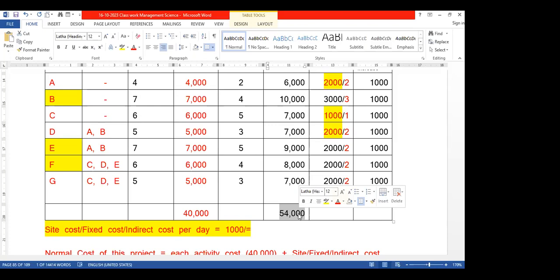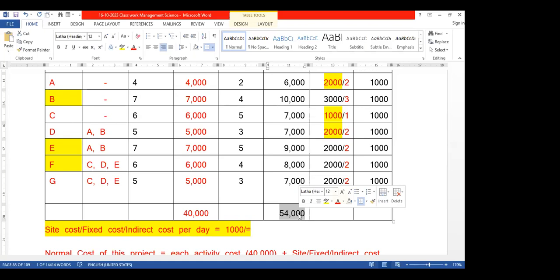Within the normal duration it is 20,000. Now the fixed cost is how much? After crashing, what is the fixed cost? Students, after crashing, what is the fixed cost? 13,000. Yes, the fixed cost is 13,000.